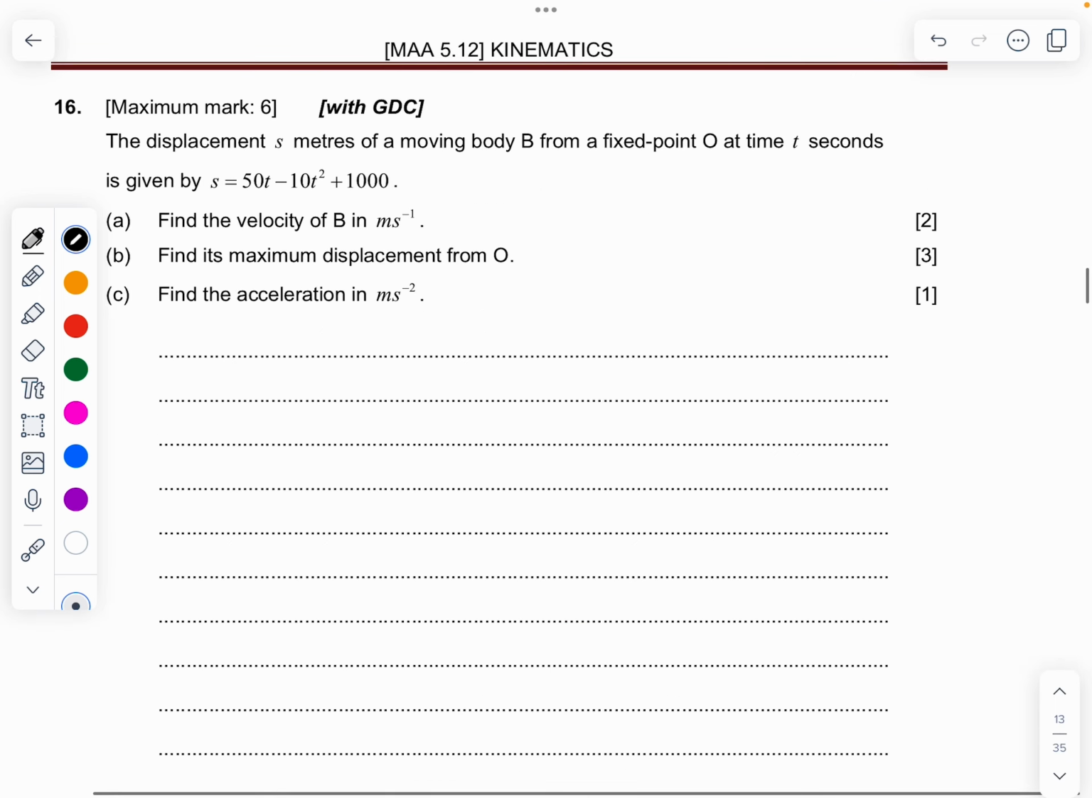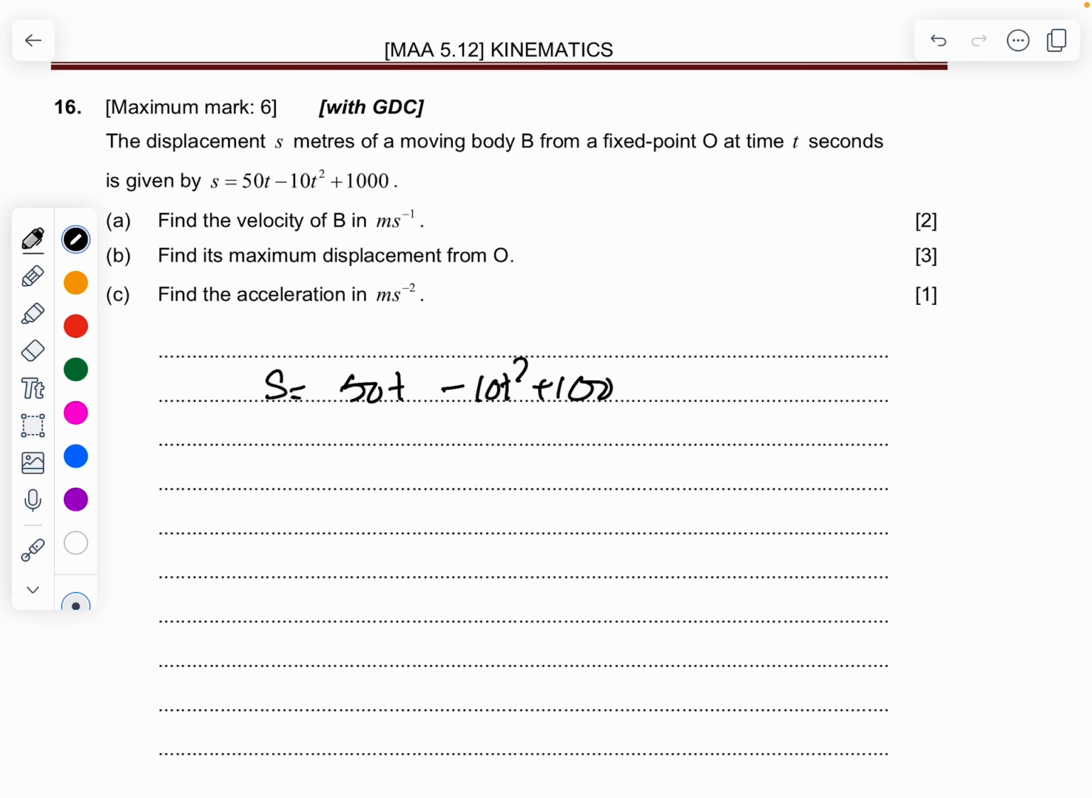Question number 16. Displacement is given. Find the velocity. So s equals 50t minus 10t square plus 1000. So ds upon dt is going to be the velocity, which is 50 minus 20t.